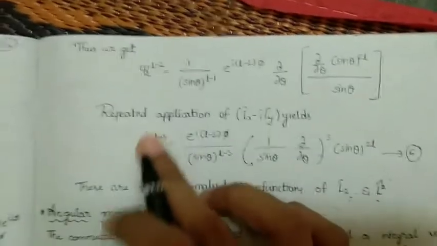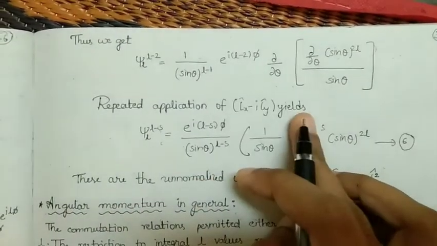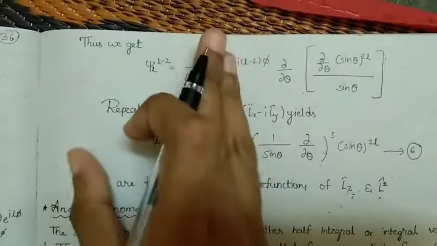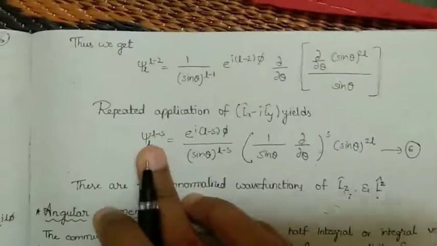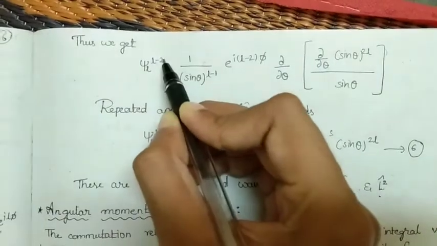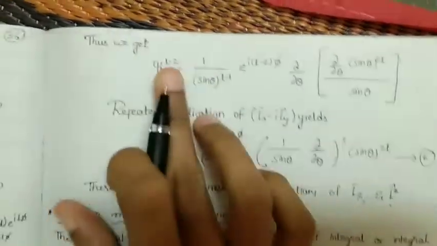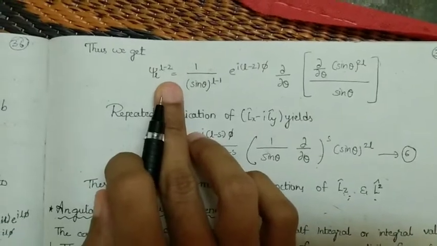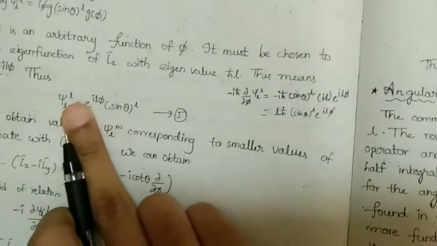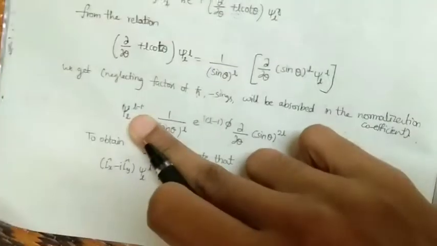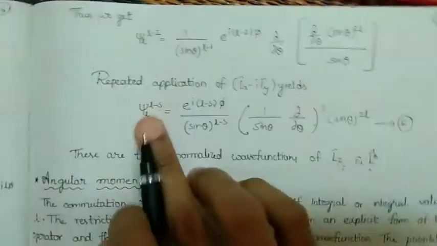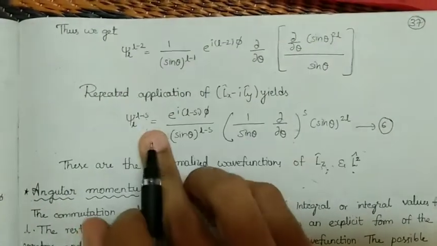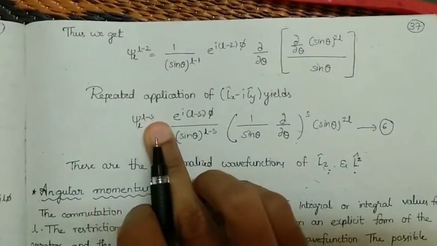So repeatedly if we apply L_x minus iL_y in this manner, it would yield the next functions. If we keep on applying for s times, it would yield an equation of this form. So ξ_L^(L-s) in the place of L-2. Actually we have applied 2 times here. From ξ_L^L, after one application we have shifted to ξ_L^(L-1), and after another application we have shifted to ξ_L^(L-2). So the number of times we have applied is 2. So if we replace 2 in common with s, we get ξ_L^(L-s).